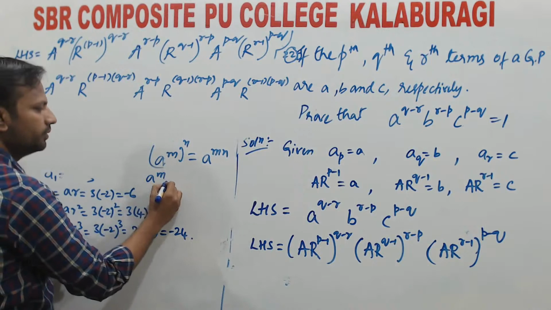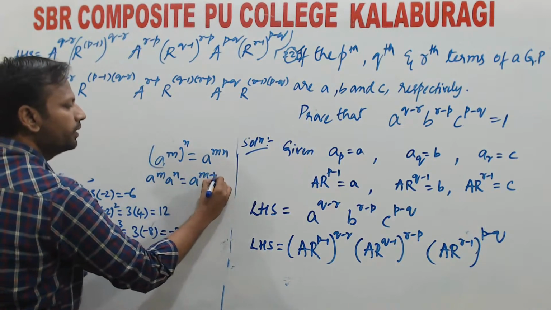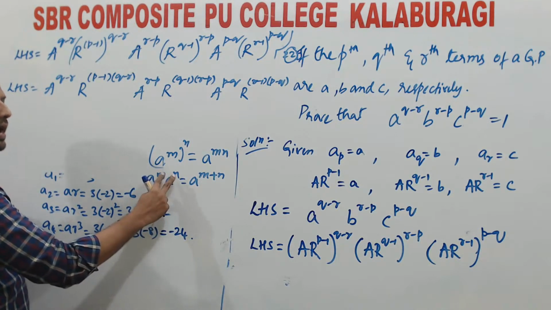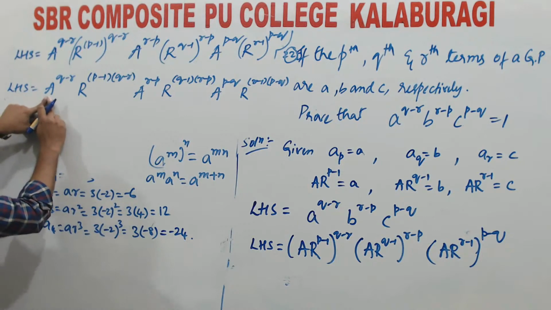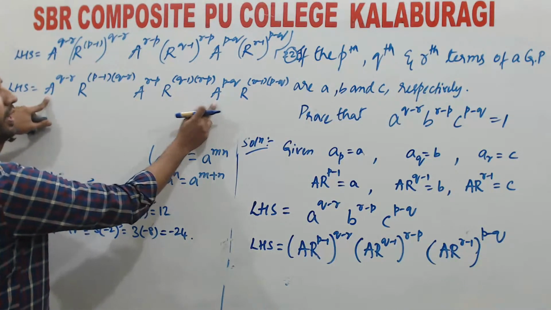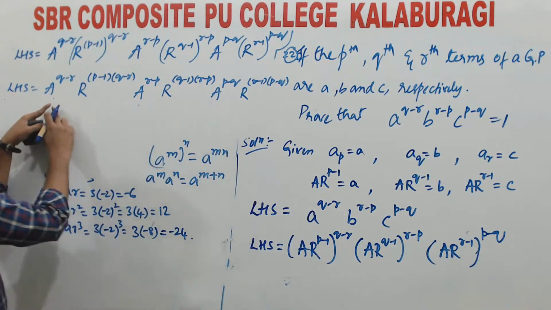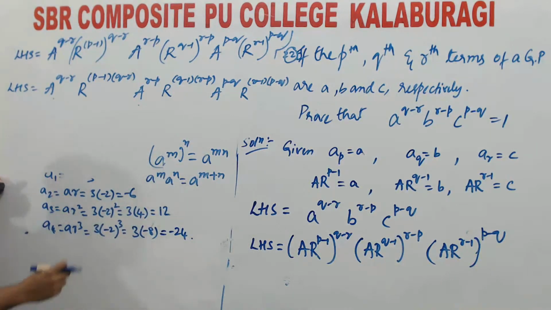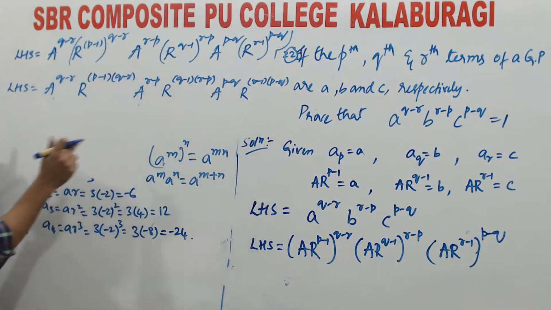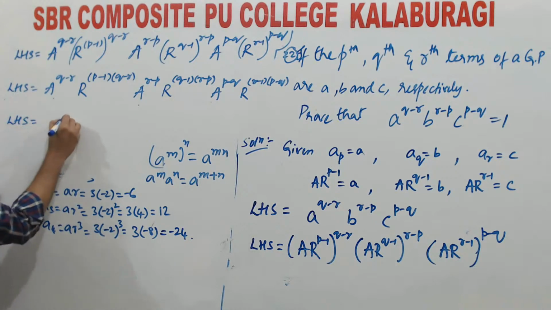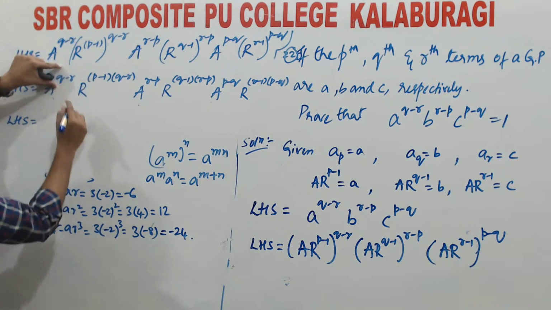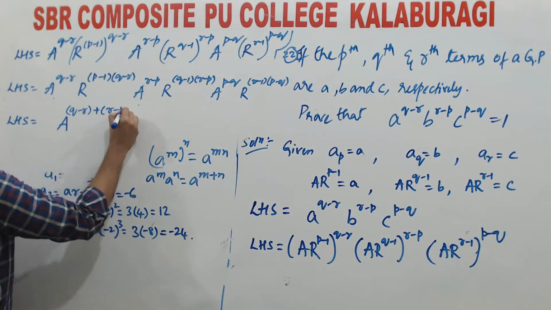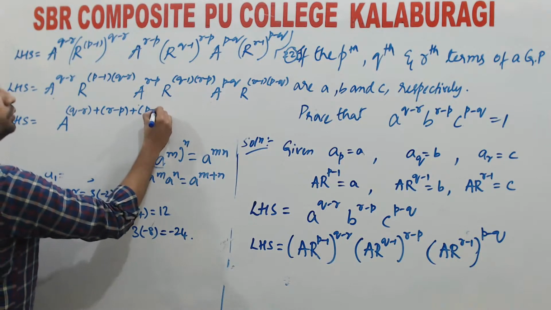A to the power m into a to the power n is nothing but a to the power m plus n. If the base is same, in the multiplication, I should add the powers. So now you see, a here, a also is there, here also we have a. Bases are same here. So if base is same in the multiplication, what should I do? I should add the powers. So let me add the powers of the base a. What happens? LHS is equal to a to the power, I should add the powers: q minus r plus r minus p plus p minus q.